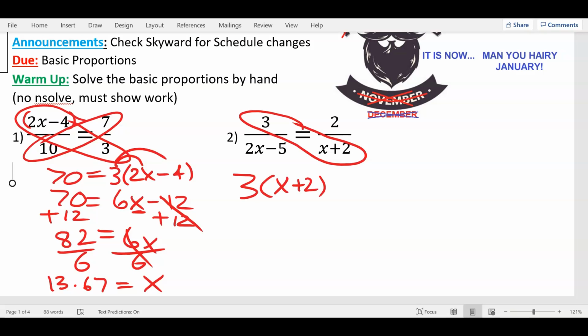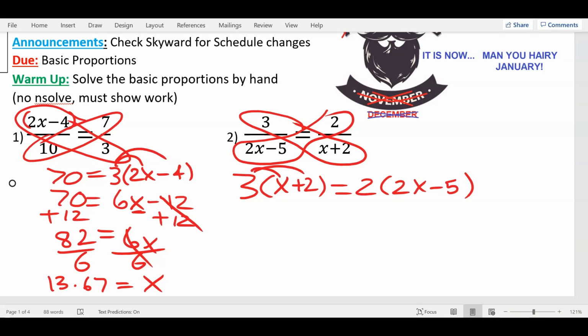Bring down the equals, and the other cross 2 and 2x minus 5. So 2 parentheses 2x minus 5. Cool. So you have both your multipliers. You write it out, and now just like last time, we distribute. You have to multiply into the parentheses. So 3 times x, 3 times 2.